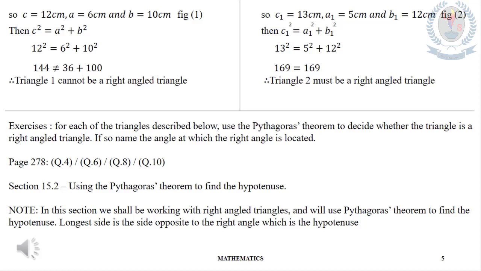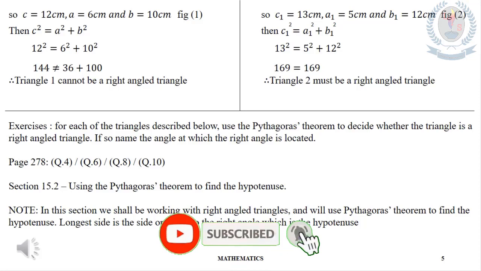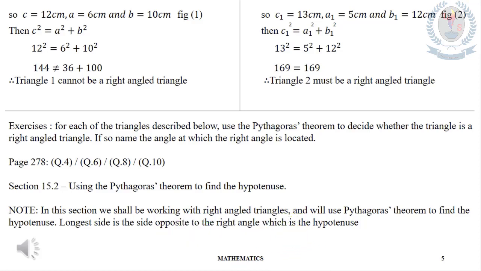Exercises. For each of the triangles described below, use the Pythagoras theorem to decide whether the triangle is a right angle triangle. If so, name the angle at which the right angle is located. Page 278, question number 4, question number 6, question number 8, and question number 10.